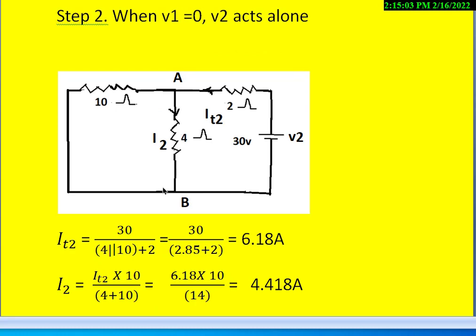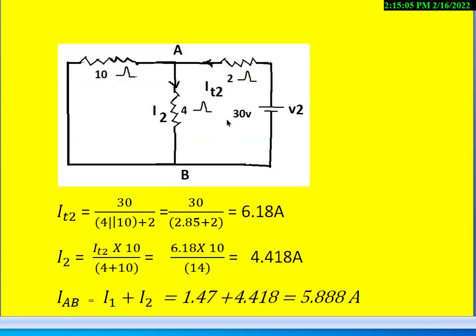To calculate the current flowing here, first calculate what is the total current. That is total current is given by IT2, that is equal to 30 divided by 10 in parallel with 4, that is in series with 2, that is 4 in parallel with 10 plus 2. So once we simplify that, we get 30 divided by 2.85 plus 2. So after simplification further, we get 6.18 amperes.